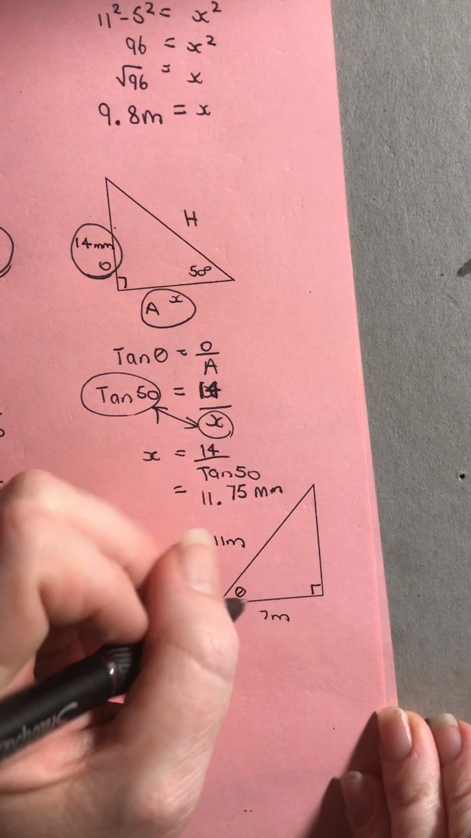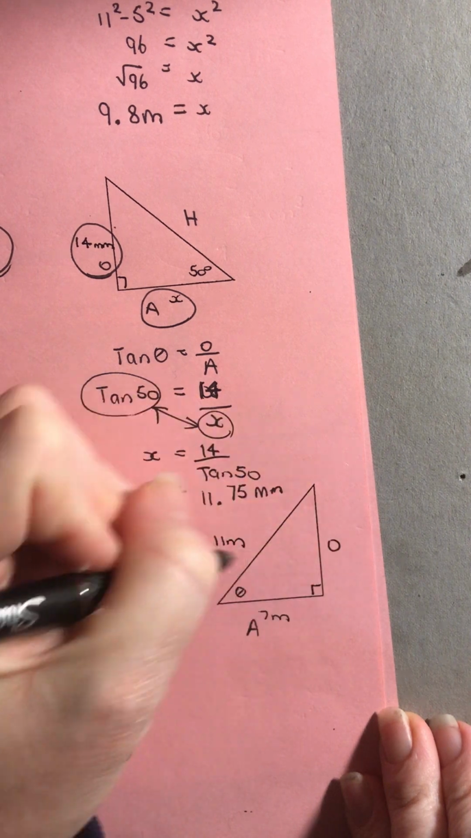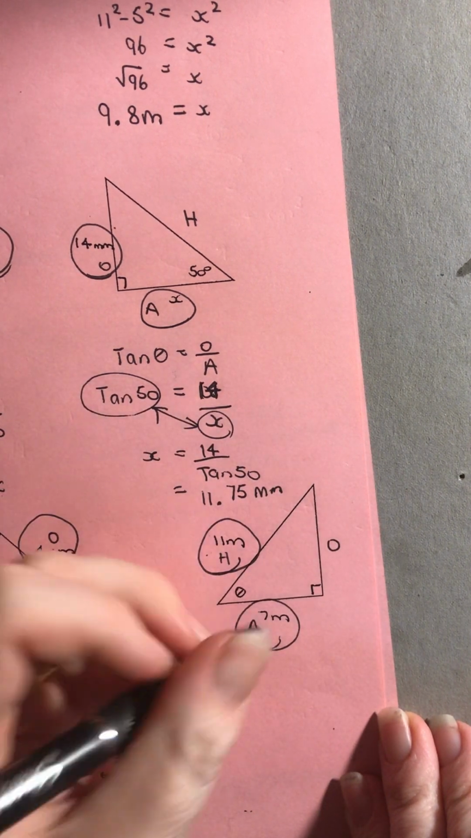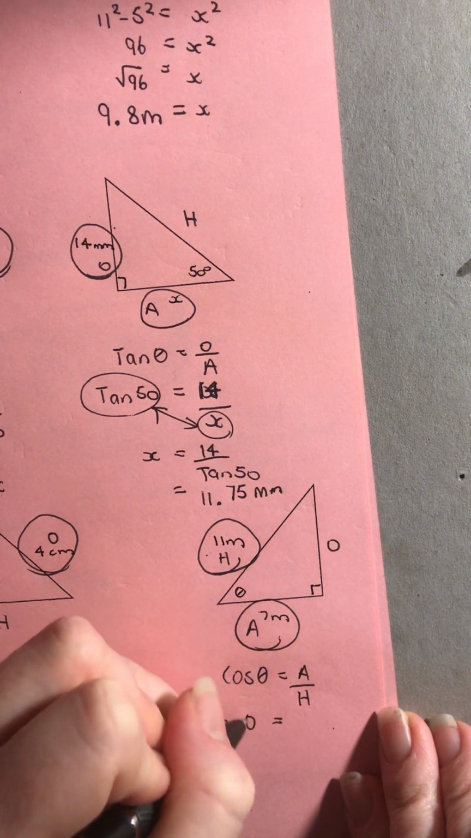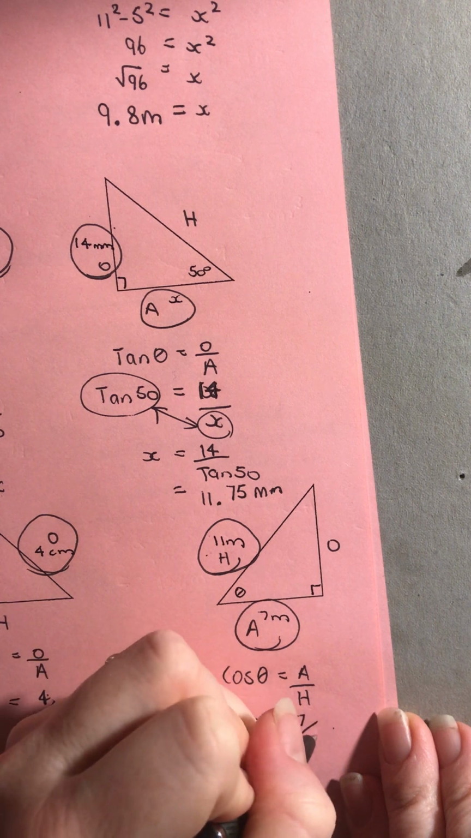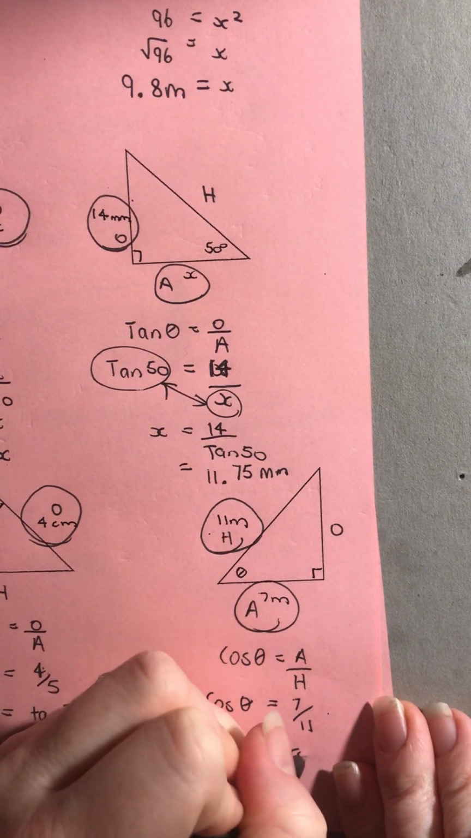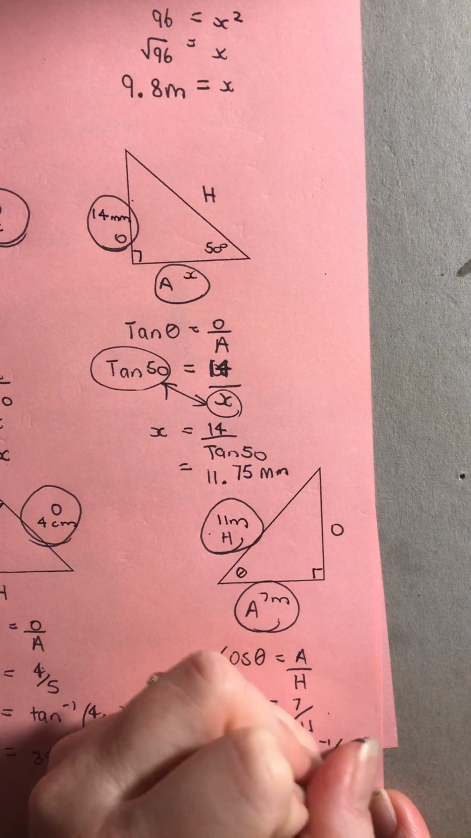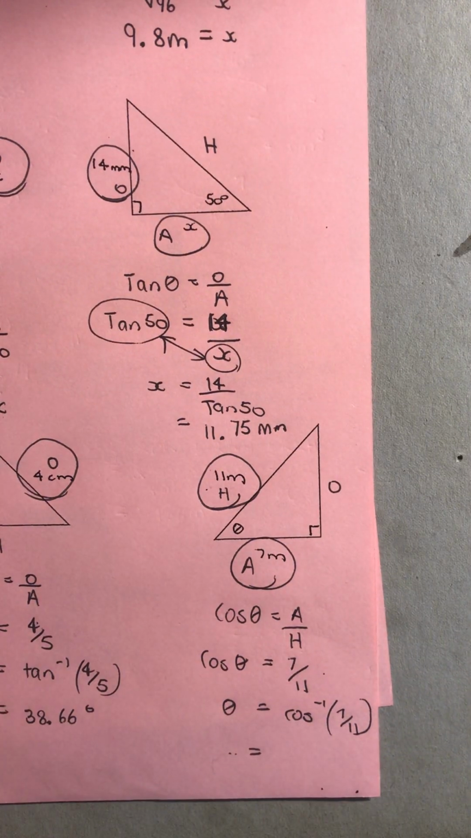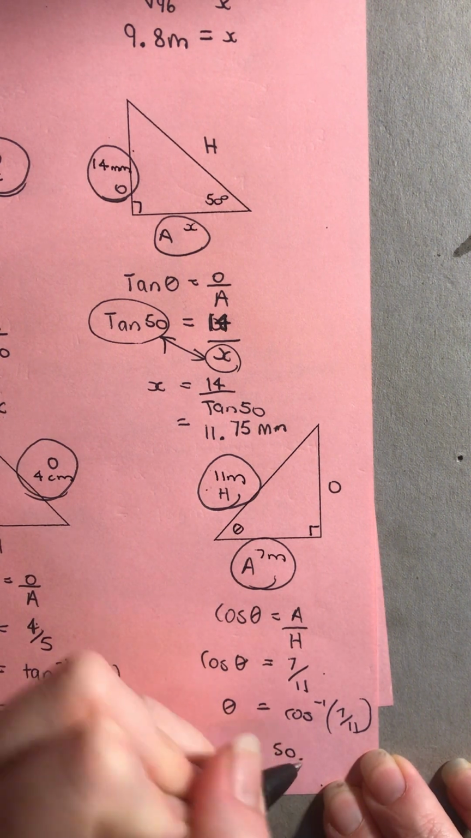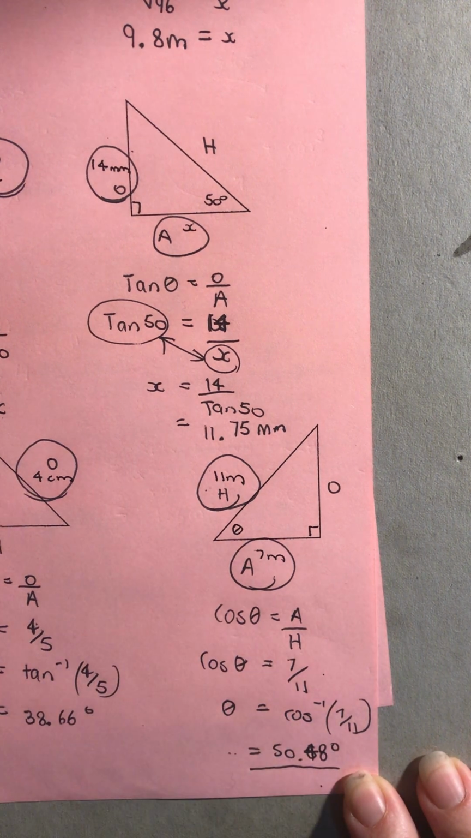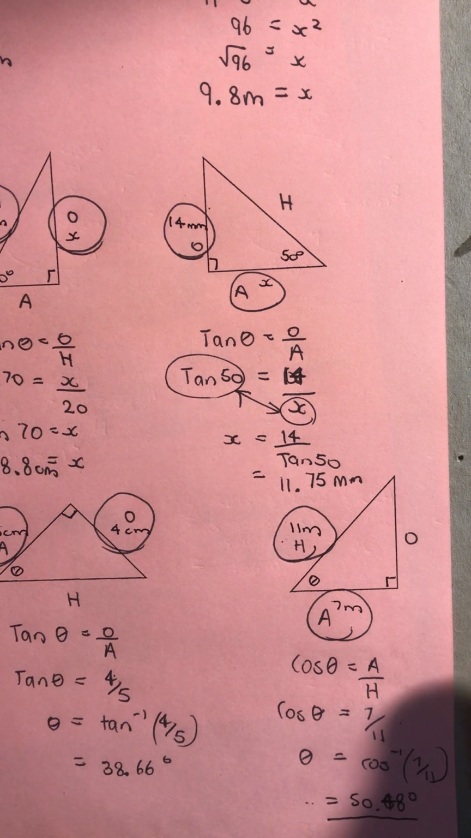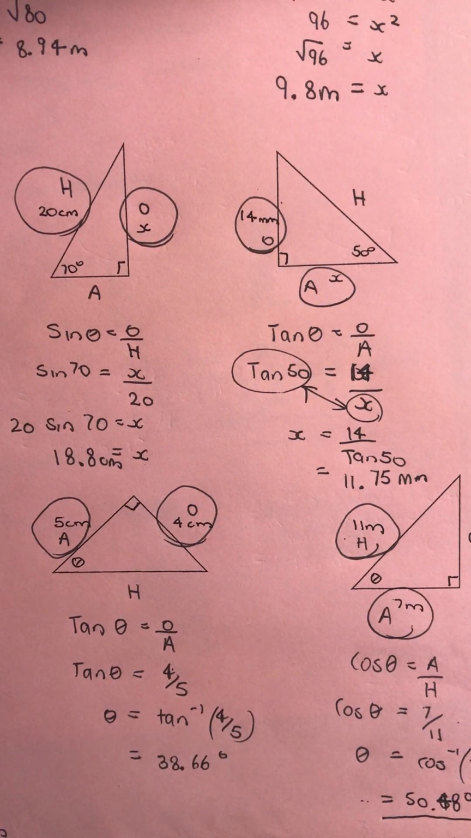Now our lucky last one, we're labelling our triangle AOH. We've got A and H here, so we write cos theta equals adjacent over hypotenuse. Cos theta equals 7 over 11. So my theta is going to be cos to the negative 1, 7 over 11. I will grab my calculator, second cos, 7 divided by 11. And I get 50.48 degrees. Okay, hopefully some of those questions were helpful, and this explanation helped you work through some of those problems.